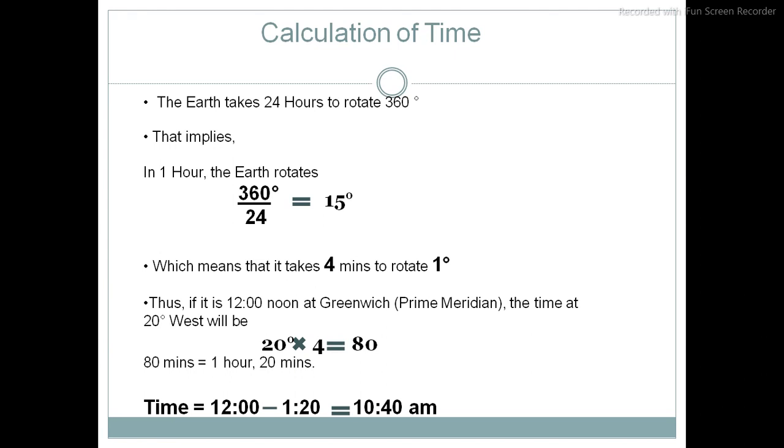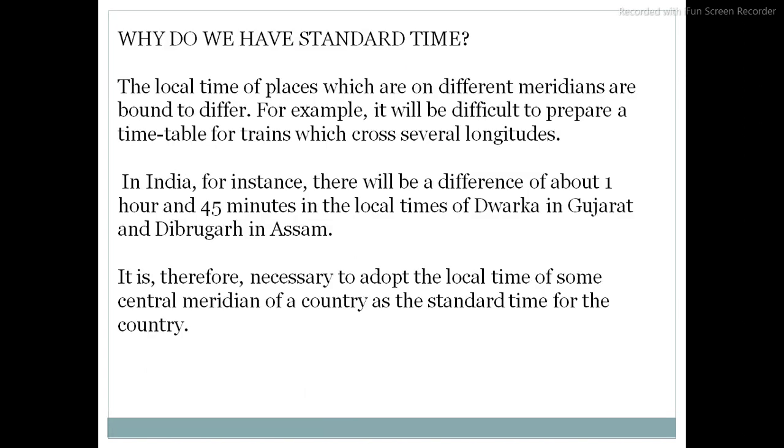Now the question arises here: why do we have the standard time? India is also a vast and huge country. In India, a number of states are there. Out of all 28 states, from Arunachal Pradesh up to Gujarat, the sun rays require 2 hours to travel. So we require a standard time. Please pay attention to this.